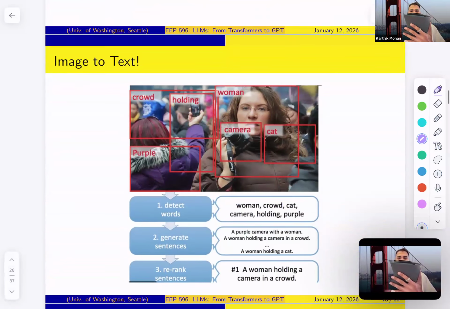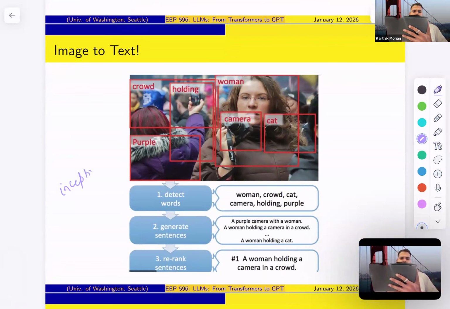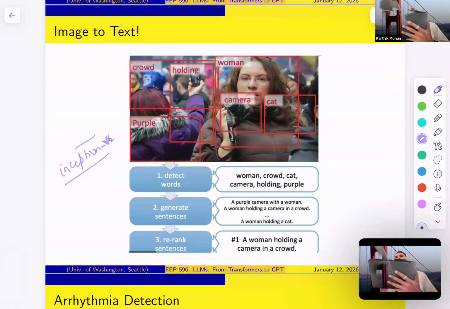Image to text. There are some popular models, I think Inception V2 and other vision models that are based on some deep learning architectures that can look at an image and transcribe it with a text. Of course, LLMs can also do it, but these models can be much faster.